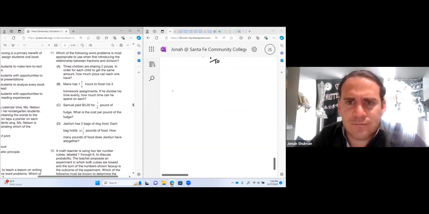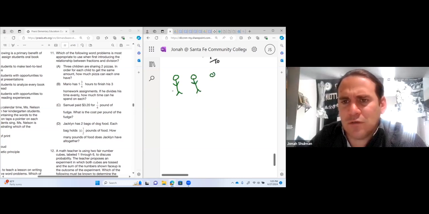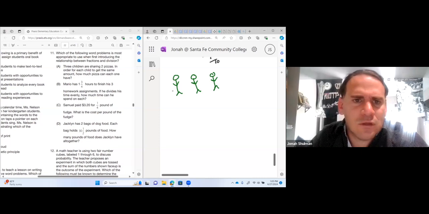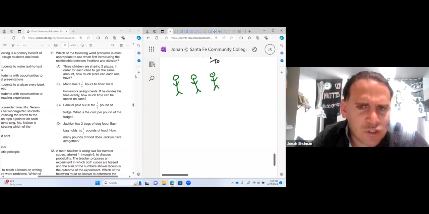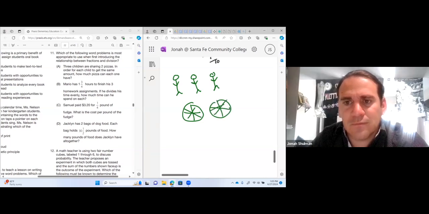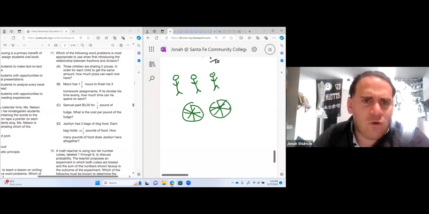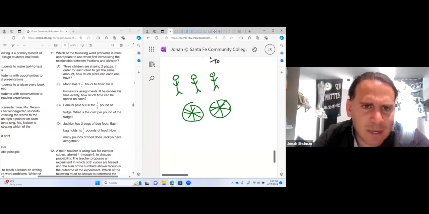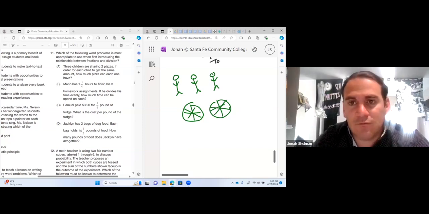So we have 3 children. See, we all make mistakes. We all get confused sometimes. And there are 3 children sharing 2 pizzas. To me, this is what pizzas look like. In order for each child to get the same amount, how much pizza can each one have?